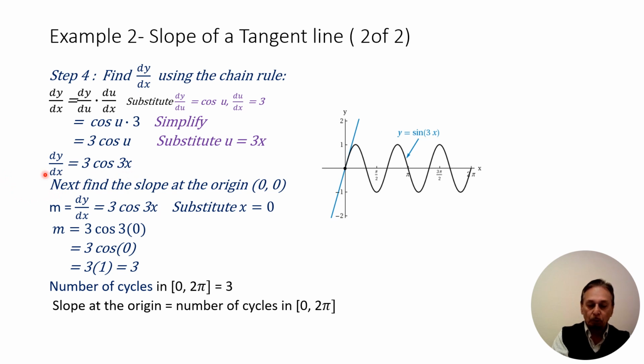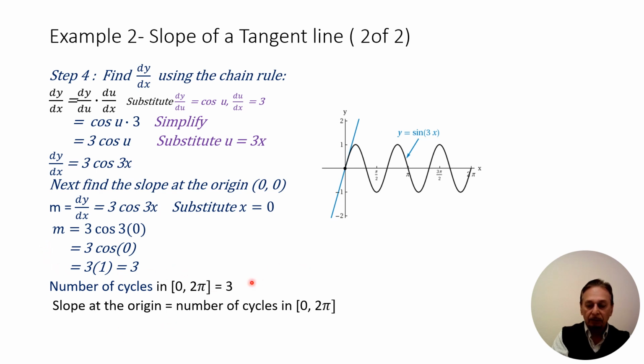And that's the slope. Now, but we want to find the slope at the origin. The origin has coordinates (0, 0). So we substitute x equals 0 in the equation and we write m, which is slope, equals dy over dx equals 3 times cosine 3x, and we replace x with 0, so we get m equals 3 times cosine of 3 times 0. Now 3 times 0 is 0, and cosine of 0, if you use a calculator, is 1. So simplifying, 3 times 1 is 3. So the slope is 3.